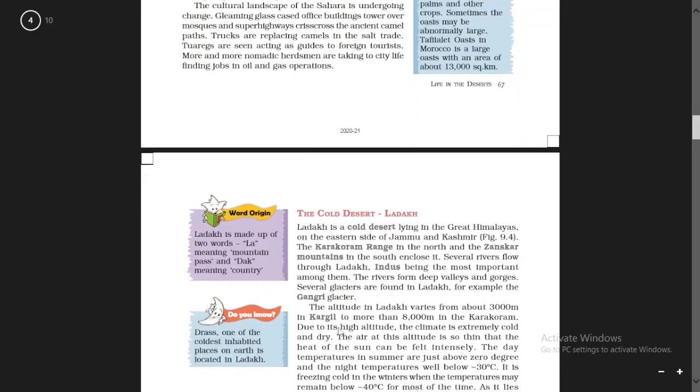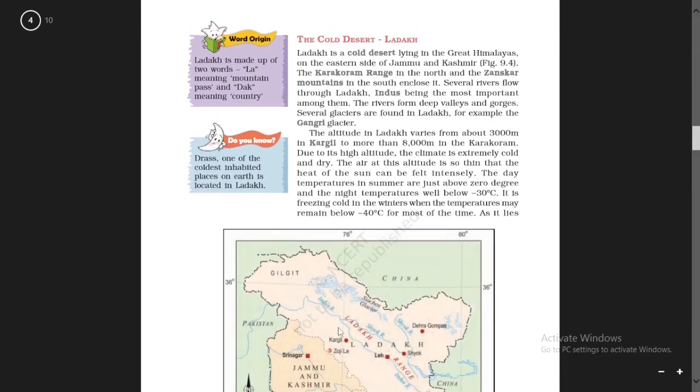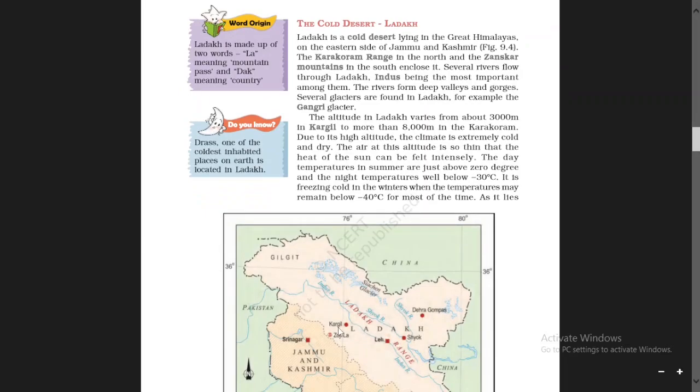Again, you will see here page number 73. This is the second one, and you must get through it. Read it, and you will find some important facts here. Now let us reach the next page, page number 74. Word origin. Have a look.